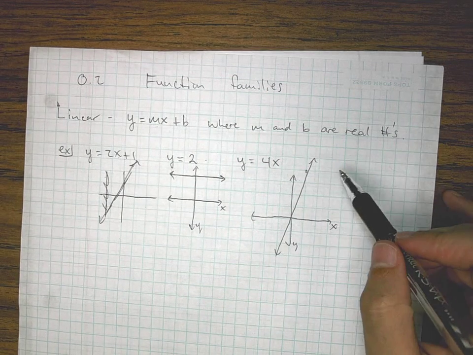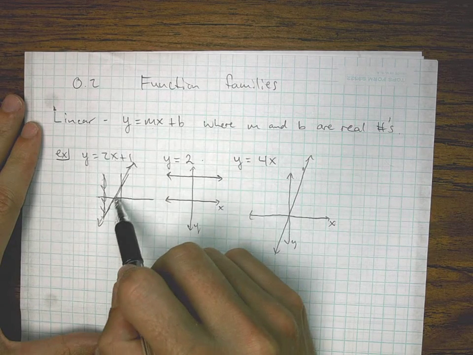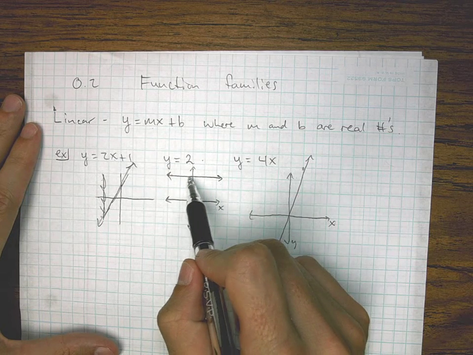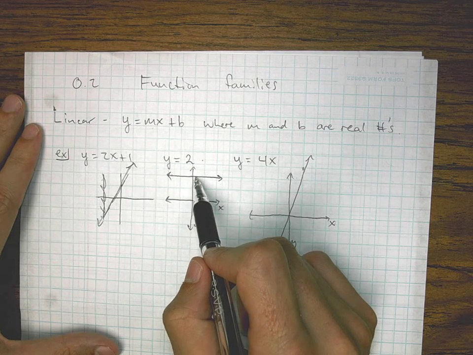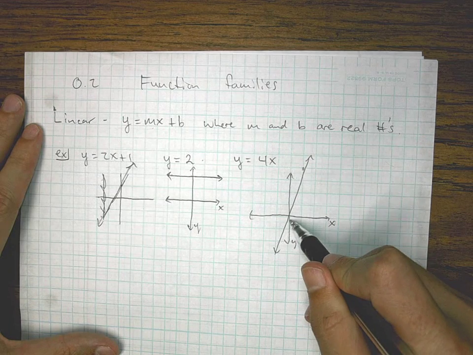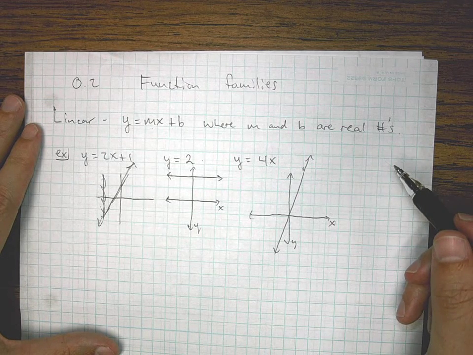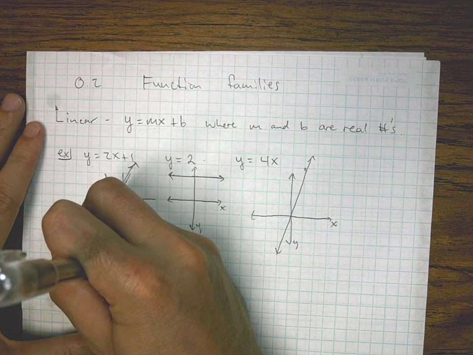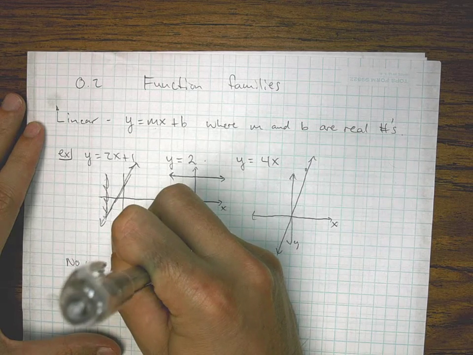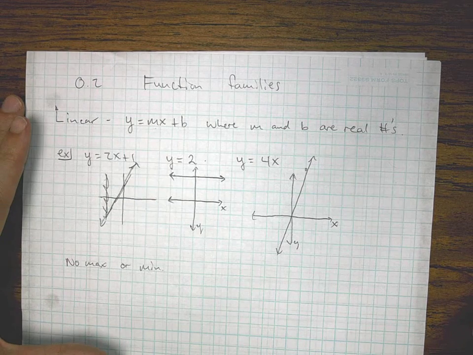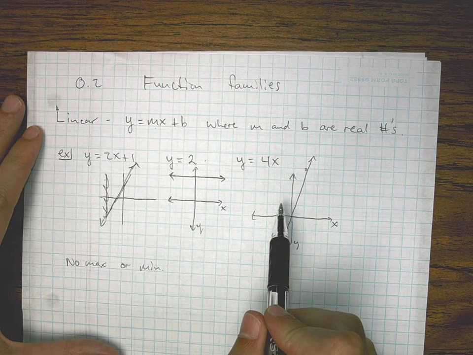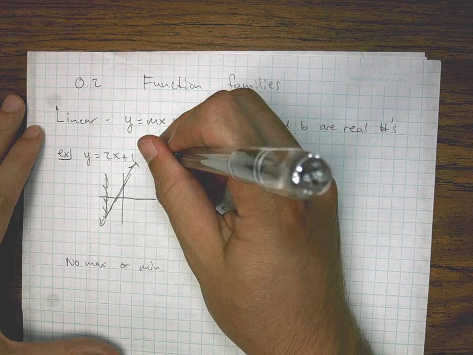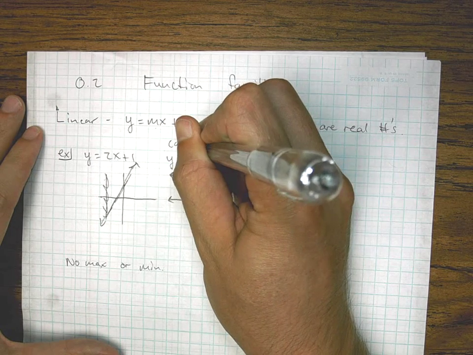So notice, as you move from left to right, you will not have a maximum or a minimum. Technically, this doesn't have a maximum or a minimum either, because it's just one number. It's a constant function. And this is also going to have no maximum or minimum. So linear functions have no max or min. Now, as you can tell, they are all lines. They only have vertical symmetry if it's called a constant function. This one's called a constant linear function.